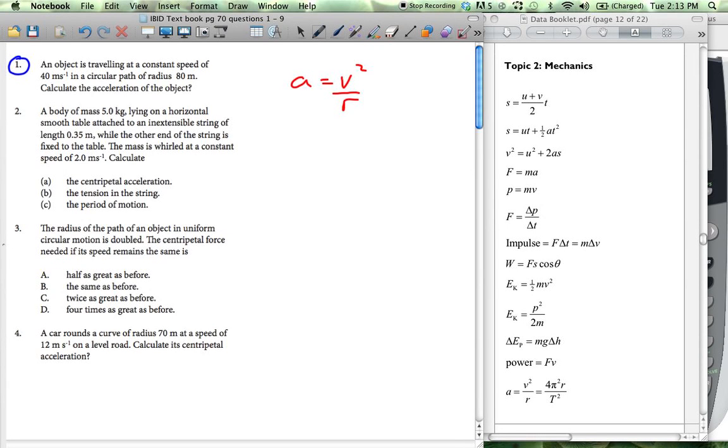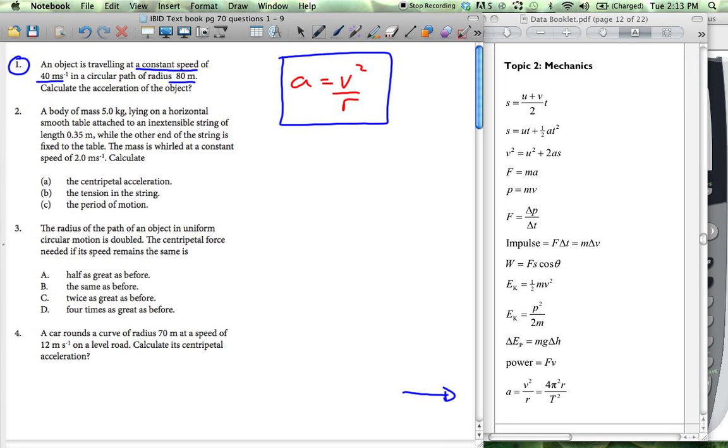Question 1. An object is moving at a constant speed of 40 meters per second in a circular path of radius 80 meters. Calculate the acceleration of the object. So we're going to use this formula over here. It comes from your data booklet, as we can see down over here.